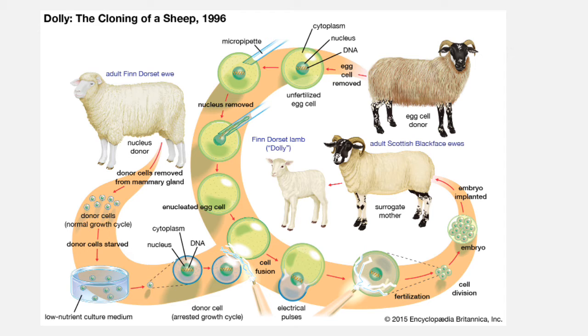Dolly was born 148 days after being implanted in the surrogate mother, which is the full gestation period for a sheep.